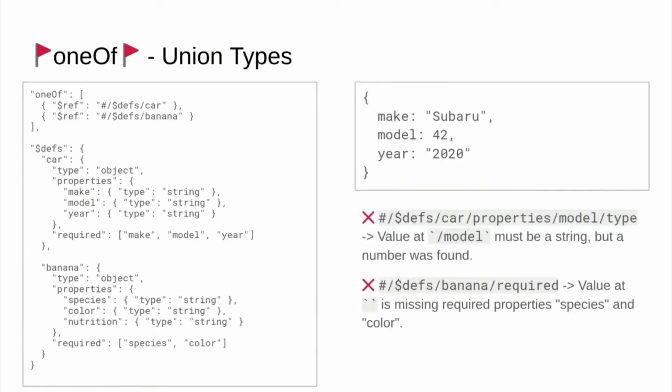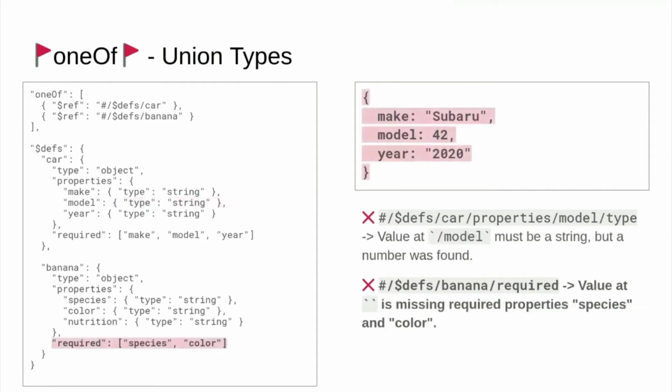But it gets worse. It's not just inefficient, it also produces terrible and confusing error messages. Here's an example schema that describes a JSON instance that can be a car or a banana. JSON schema gives us 2 errors. The first makes sense. It says the model must be a string, but we gave it a number. Then it does something confusing. It also tells us that it's missing the required fields for a banana.